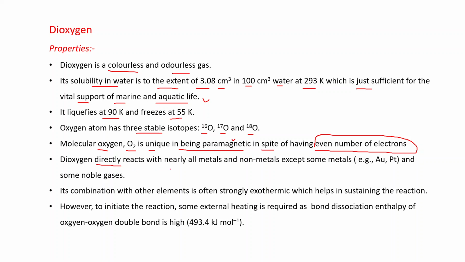Dioxygen directly reacts with nearly all metals and non-metals except some metals like gold and platinum and some noble gases. Its combustion with other elements is often strongly exothermic, which helps in sustaining the reaction. However, to initiate the reaction, some external heating is required as the bond dissociation enthalpy of the oxygen double bond is high, which is 493.4 kilojoule per mole.